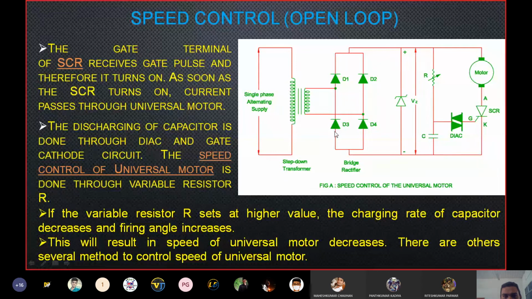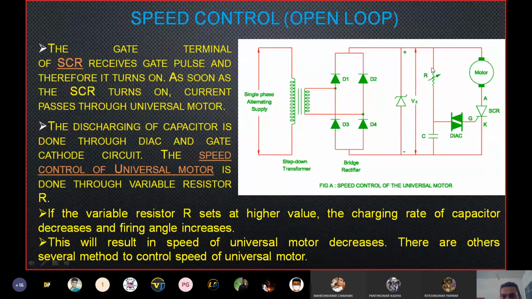Now the discharging of the capacitor is done through the diode and gate cathode circuit. The speed control of the universal motor is done through this variable resistor.